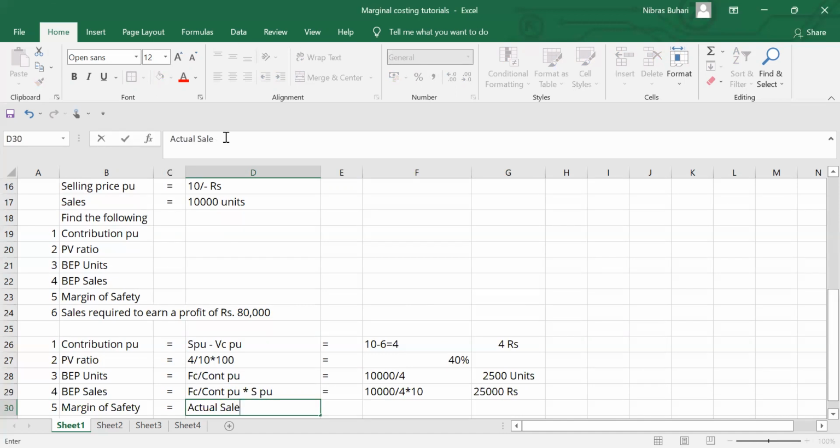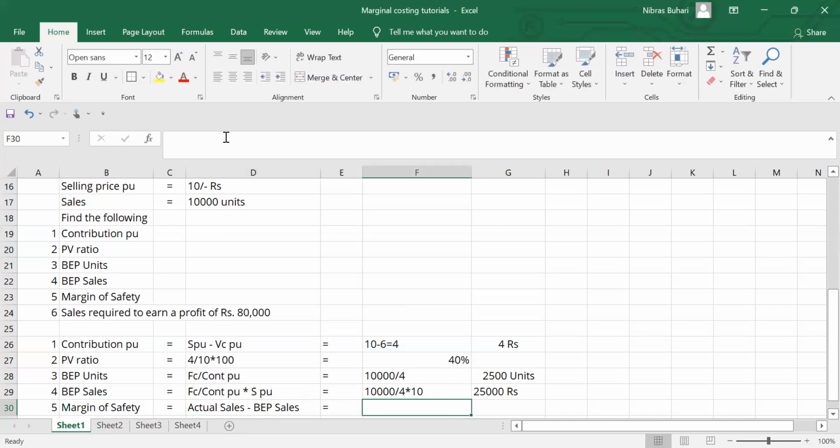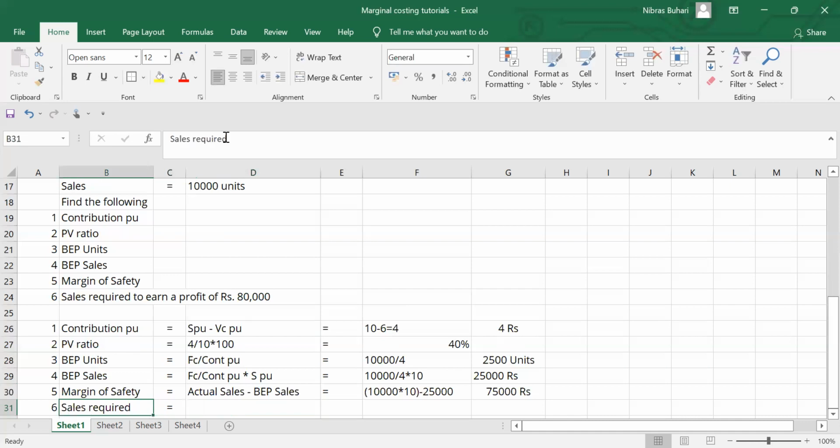Then margin of safety, you have two formulas. Margin of safety is actual sales minus BEP sales, and the other one is profit divided by PV ratio. I think the first formula is more suitable here. Your actual sales is 10,000 units into 10 rupees, minus your BEP sales, which is 25,000 rupees, which means 1 lakh minus 25,000 is 75,000 rupees.